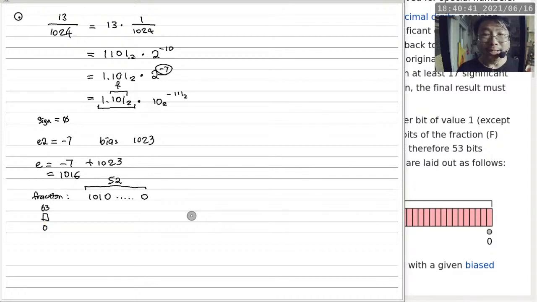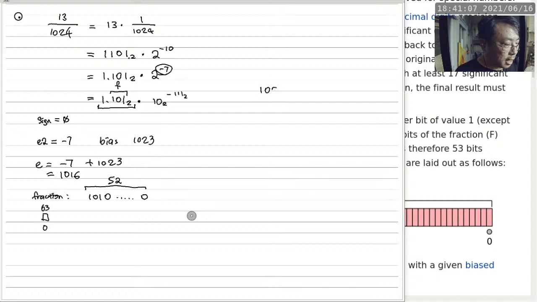And then the next 11 bits would be the unsigned representation of 1016. So now we have to convert 1016 into a binary number. It's not going to be super easy because 1016 has a whole bunch of ones in it. So instead of figuring out where the ones are, we're going to figure out where the zeros are.